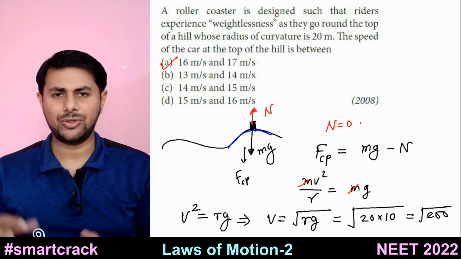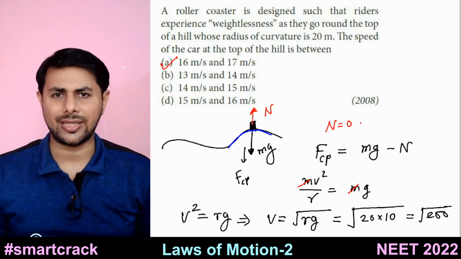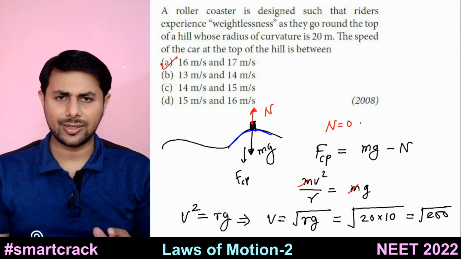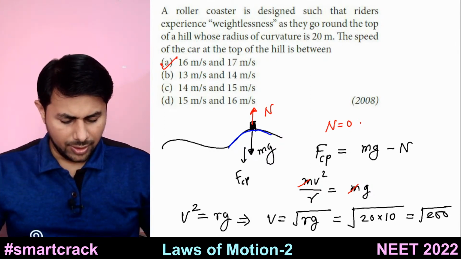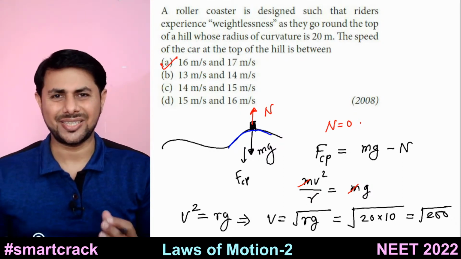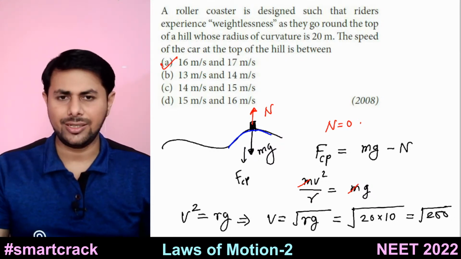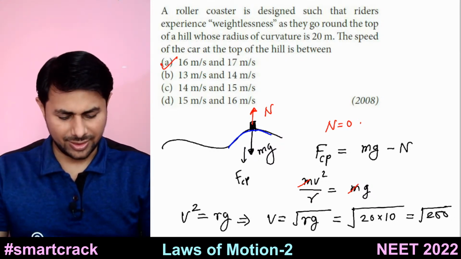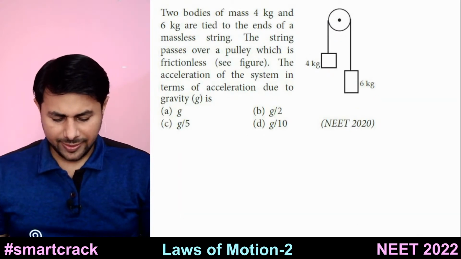Square root of 196 is 16, so square root of 200 will be a little more than that, but it will be clearly less than 17 meters per second. Okay, so option A is the answer. All right, so let's see the next problem.